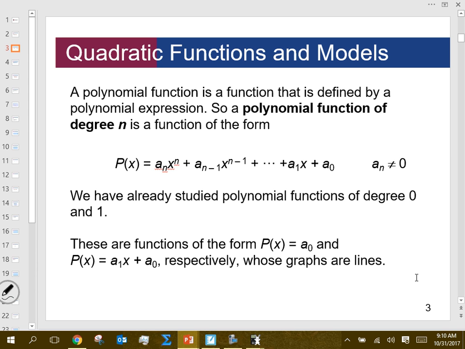P of x is equal to a sub n x to the n plus a sub n minus 1 x to the n minus 1 plus dot dot dot a sub 1 x plus a sub 0. We've seen that before, right? That's just the general way of writing a polynomial, okay? Allowing then that set of a sub n's and n as an exponent ultimately take on infinite forms, okay? A sub n can be any number it wants to be, a sub n minus 1, likewise, a sub n minus 2, likewise, it can be any coefficients that they want to be.